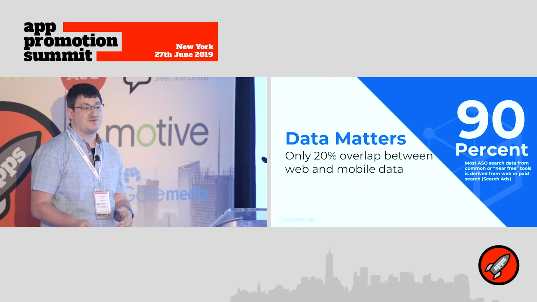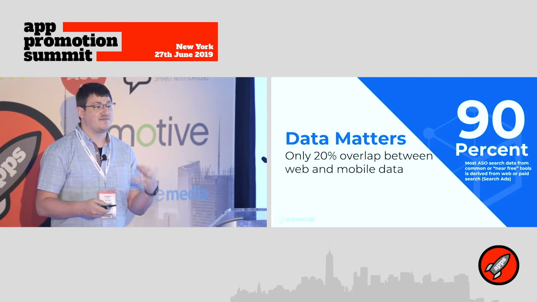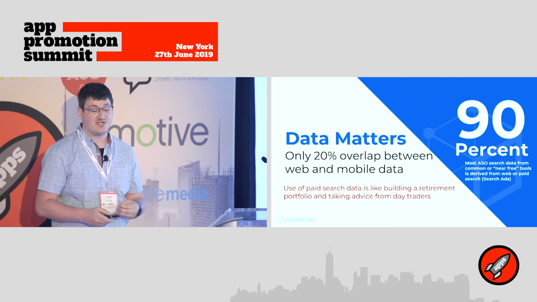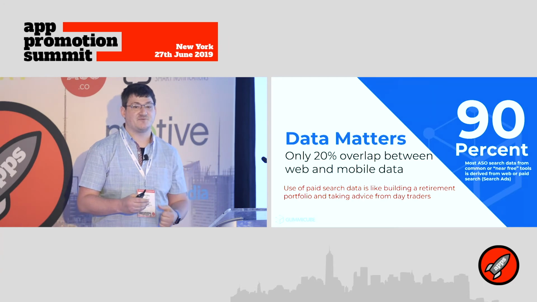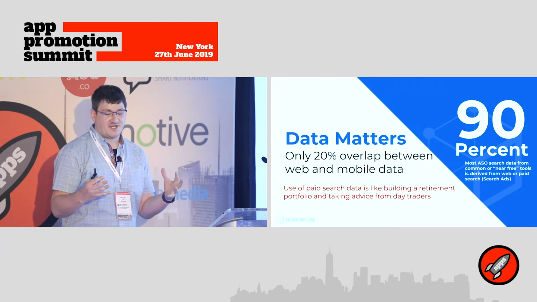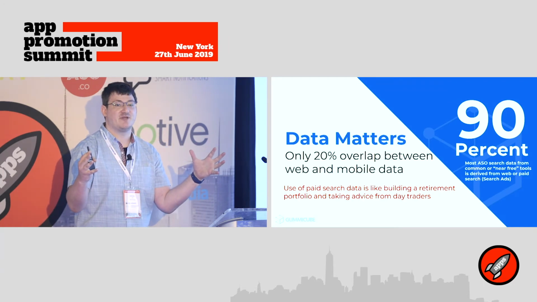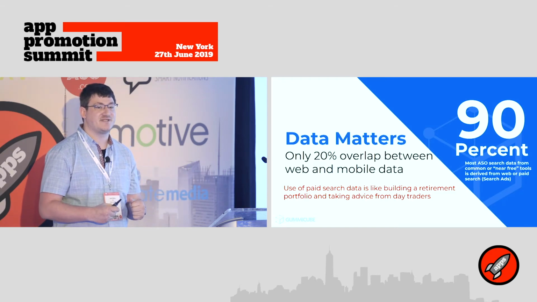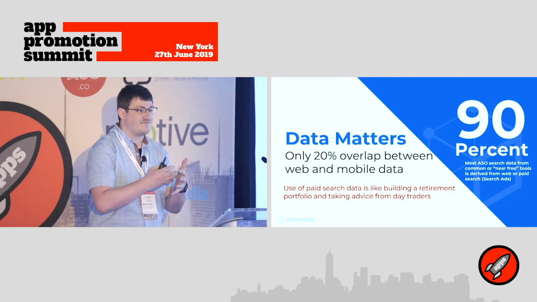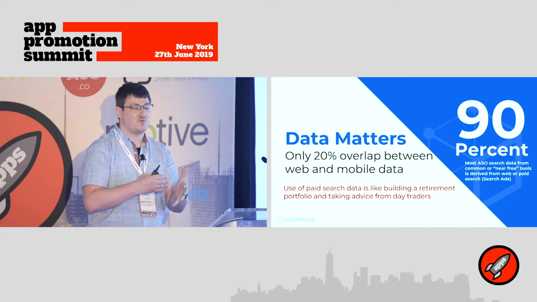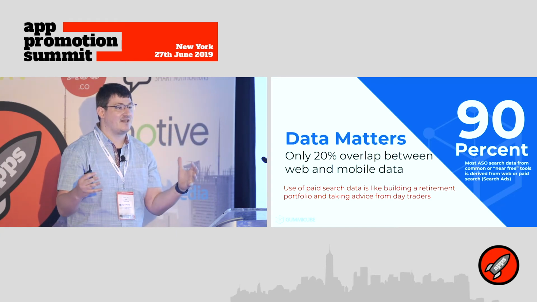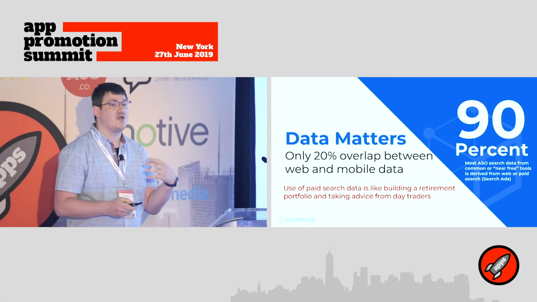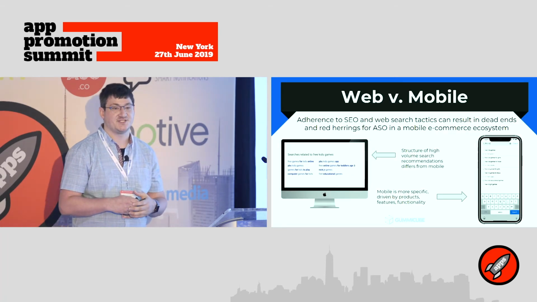90% of the common ASO tools that are free or near free get their data from web search or paid search. And honestly, paid search isn't much better. Looking at Apple search ads or paid search data for ASO, it's kind of like trying to build a retirement portfolio, but taking all of your advice from a day trader. You want different lengths of trends. You want to understand how trends impact against seasonality and a lot of other things that are important for your app when you make your long-term ASO decisions.